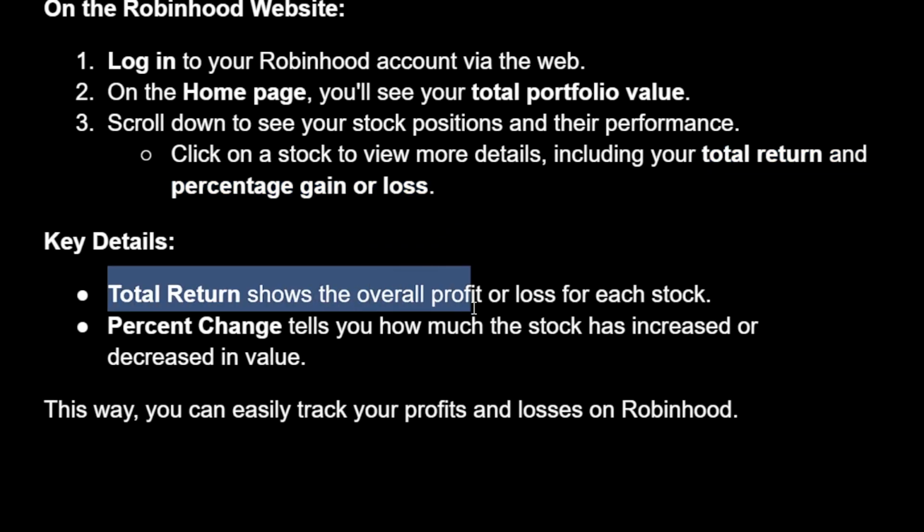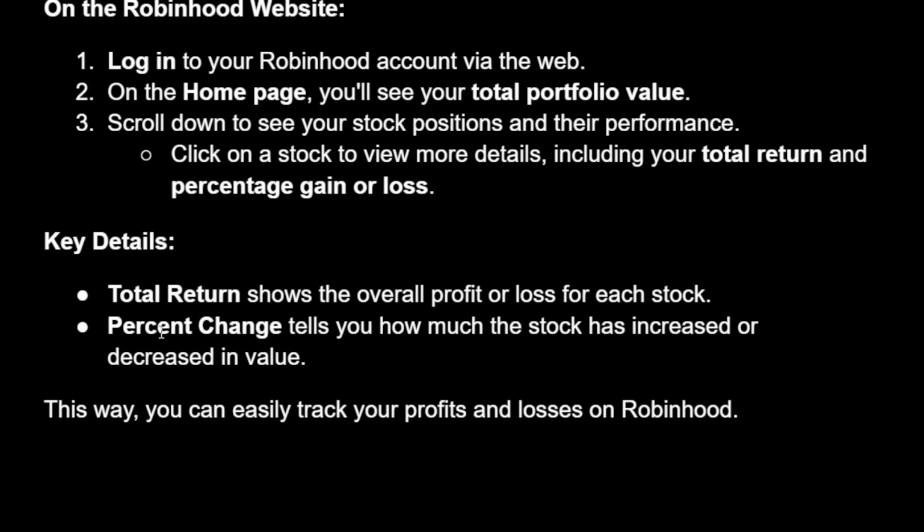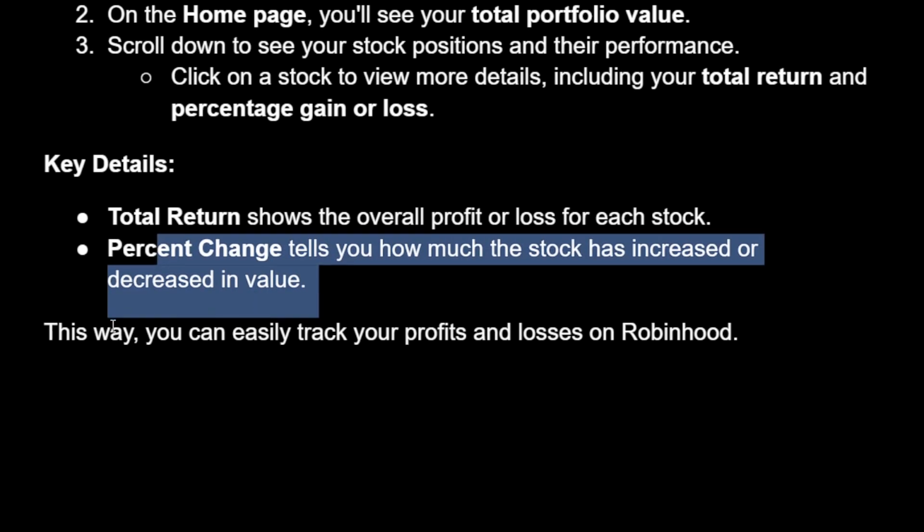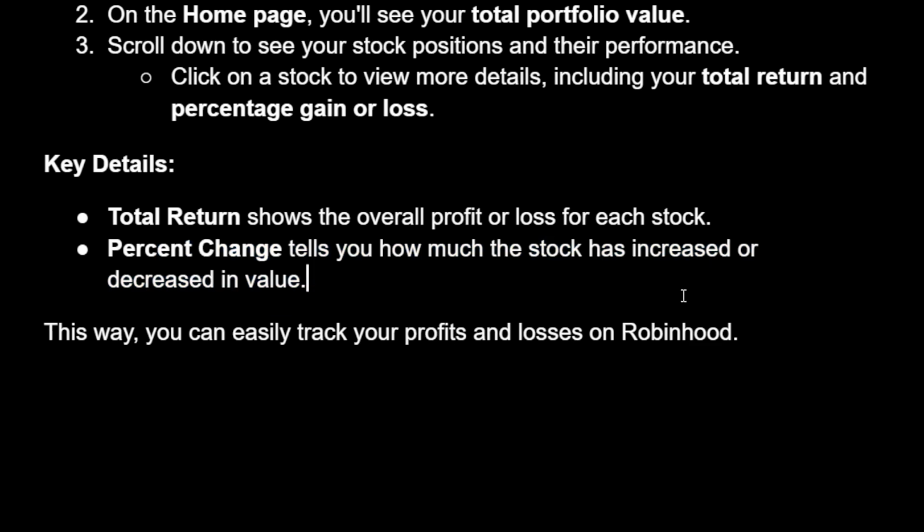Total return shows the overall profit or loss for each stock. Percent change tells you how much the stock has increased or decreased in value. This way, you can easily track your profits and losses in Robinhood.